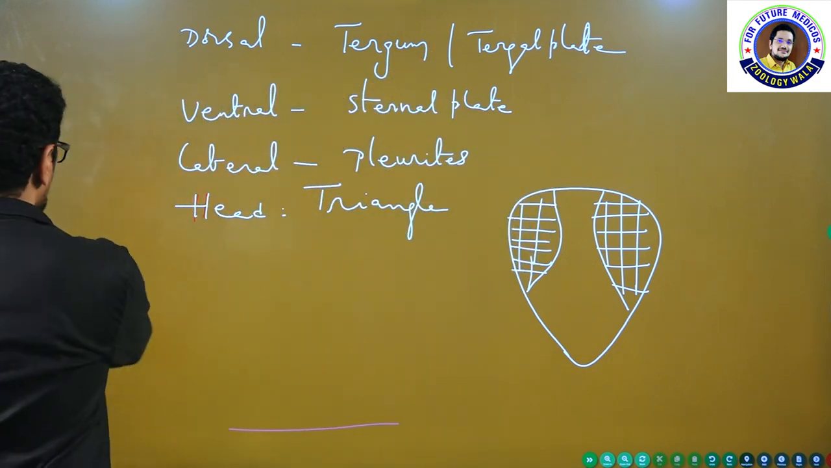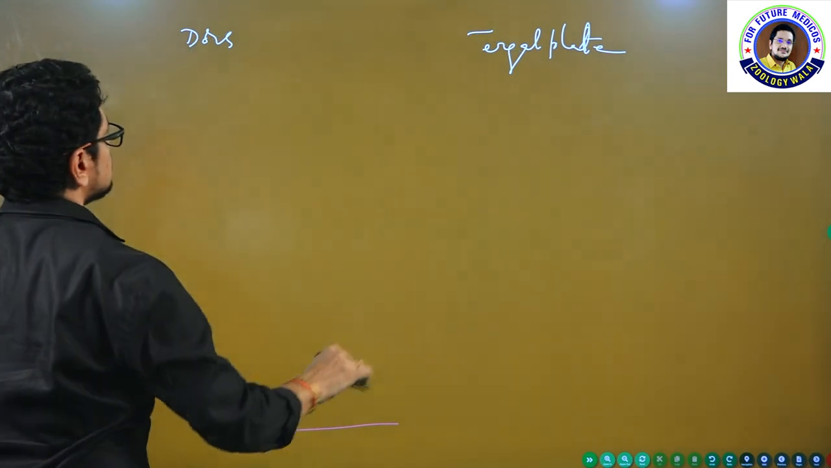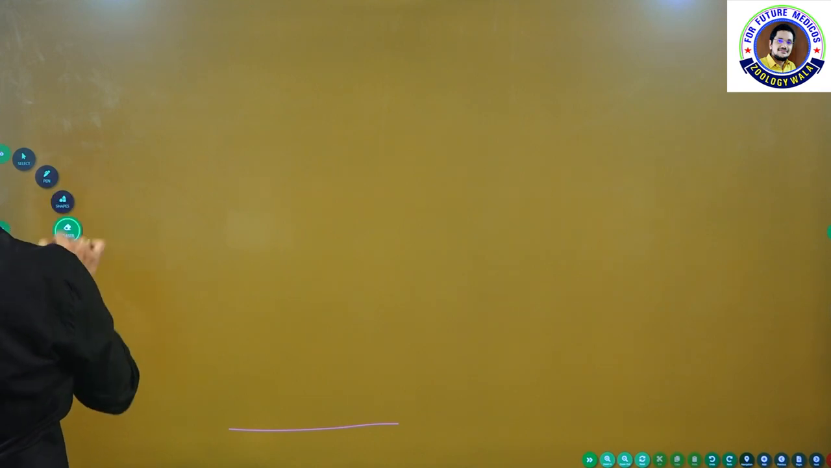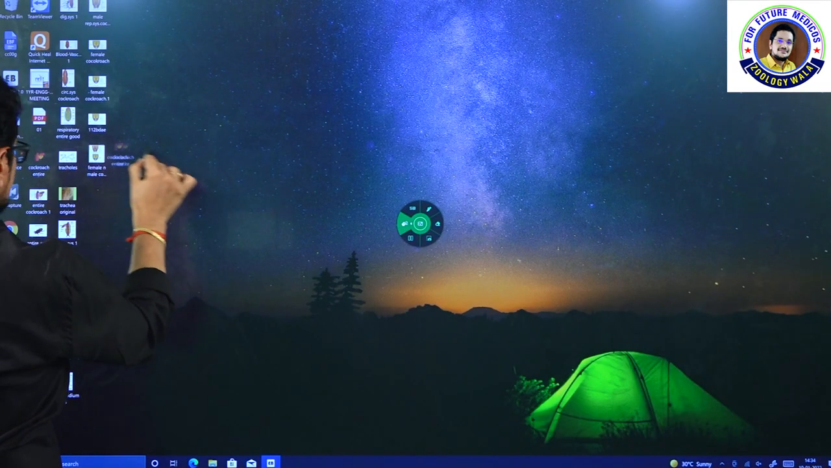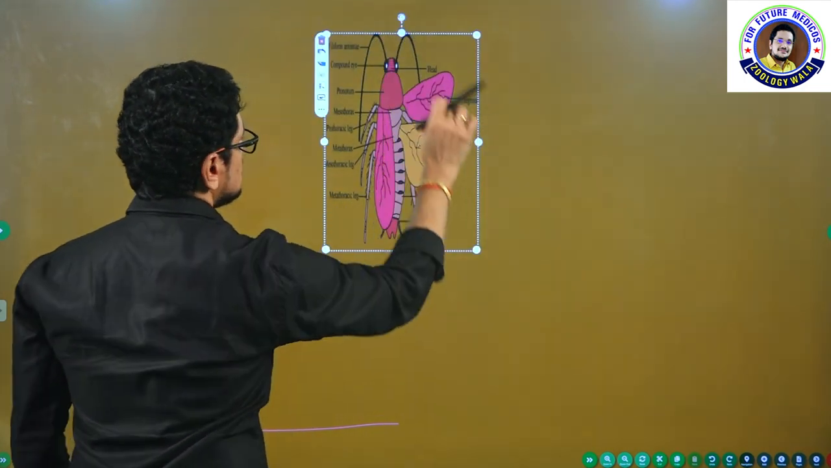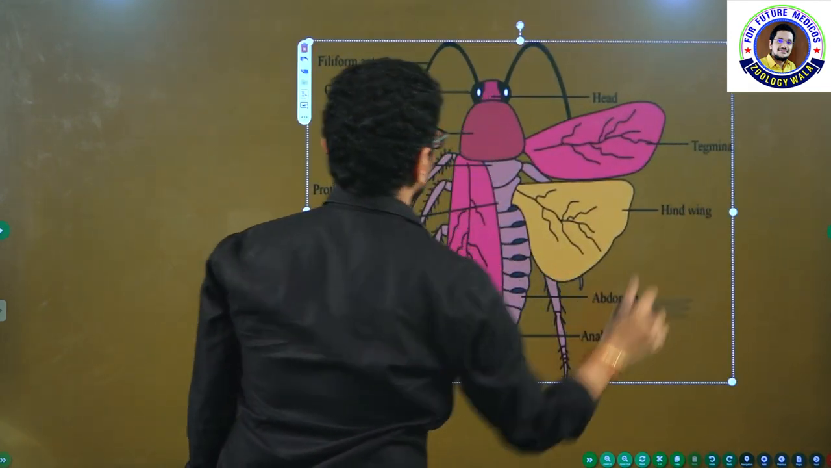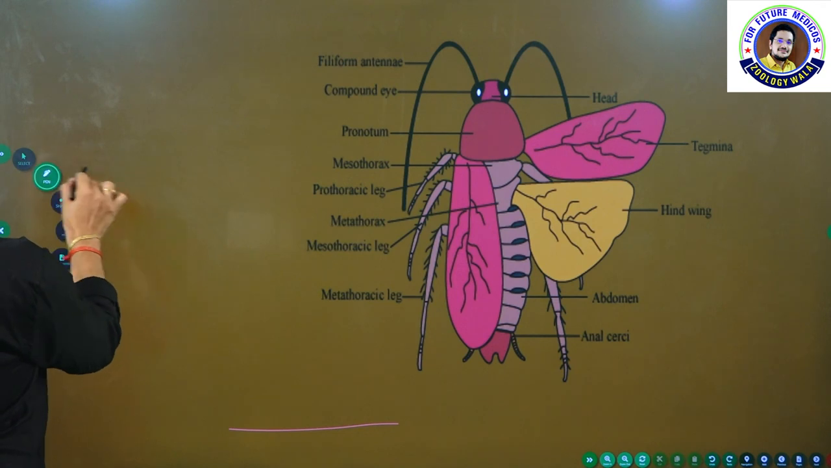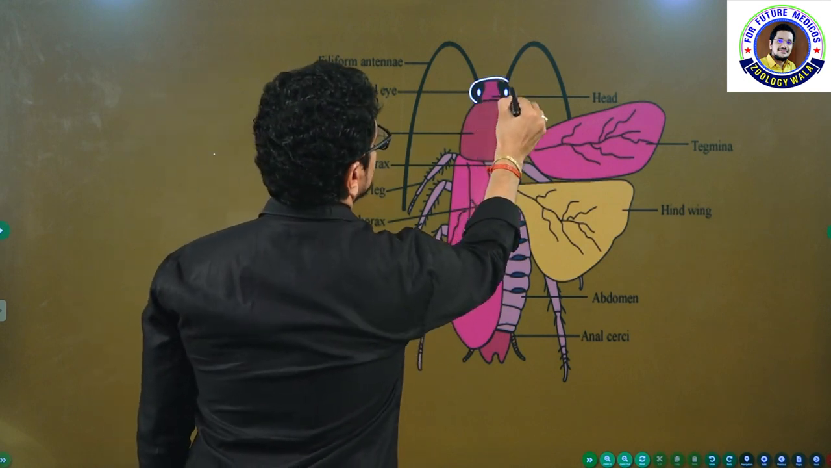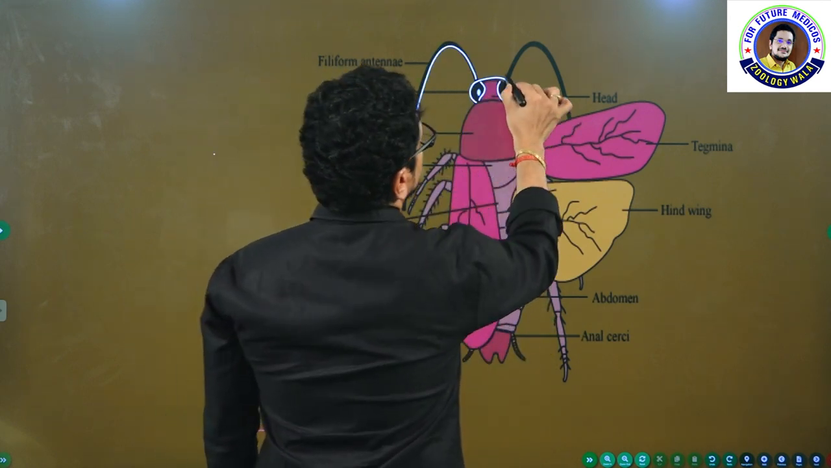Now I will show you the antenna. This is the cockroach. Just have a look over this cockroach, I hope it is visible. This is the head portion of the cockroach. This is the head, and a pair of eyes are present, and this is one long antenna.